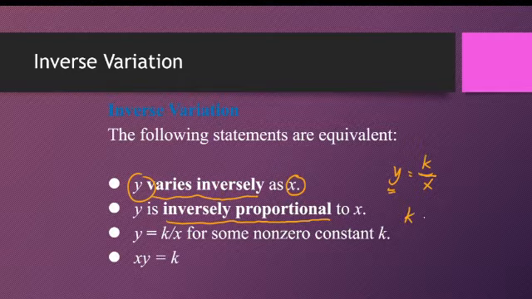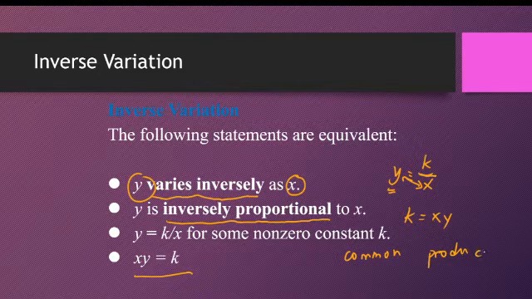Tapos, the formula for our constant of variation is xy. Kasi ayan, i-multiply itong dalawa. Okay? That's why k is equal to xy here, in which ang tawag natin dyan ay common product. Okay? So, dito pa lang napapansin na natin yung pagkakaiba between direct and inverse variation. So kanina sa direct variation, meron tayong common ratio. So dito sa inverse variation, meron tayong common product.